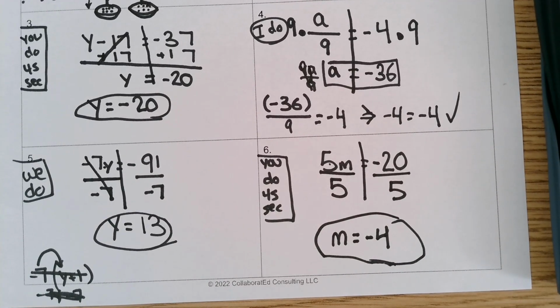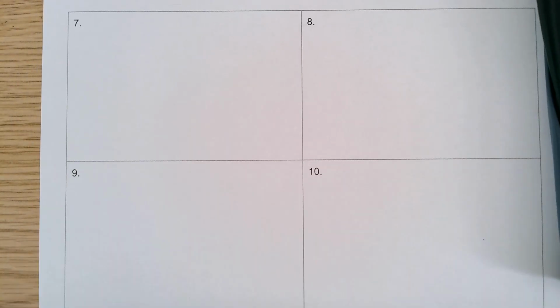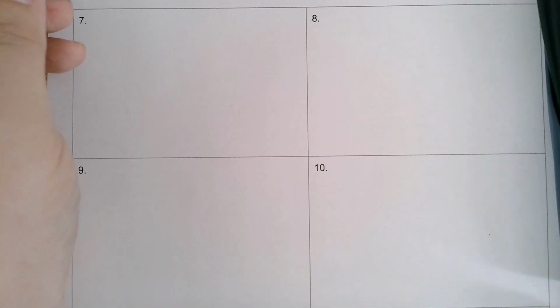So those are one-step equations. Now, let's take it up a notch to two-step equations. Two-step equations are like one-step equations, except they have 2 steps.